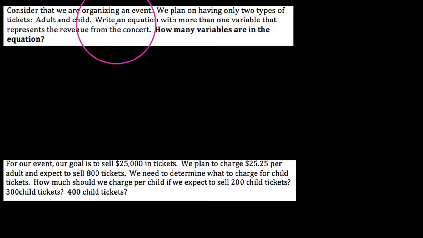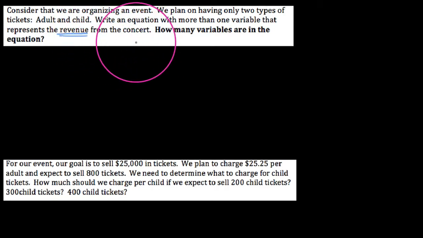As we go through this, I'll point out some important things to do as you read through a problem. So start with this. Consider that we're organizing an event. We plan on having only two types of ticket. We have adult and child. What we want to do now is write an equation with more than one variable that represents the revenue from the concert. Revenue is all the money that you're going to make. I don't want to say it's income, because technically income is what you have left over after you pay your bills.